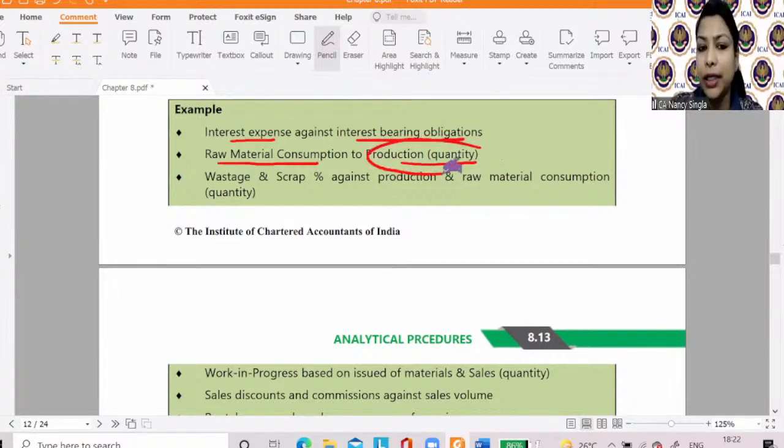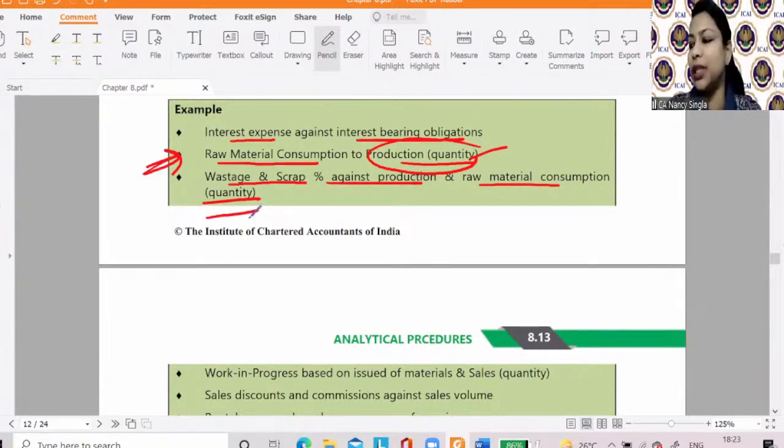Ki itna quantity is again what? Your non-financial data. Ki itna quantity has been produced to raw material kitna consume hua hoga in rupees. Okay? Same way, wastage and percentage of scrap against production and raw material consumption. Ki itna consumption hua, itna quantity ka, तो कितना वेस्टेज या स्क्रैप हुआ होगा.